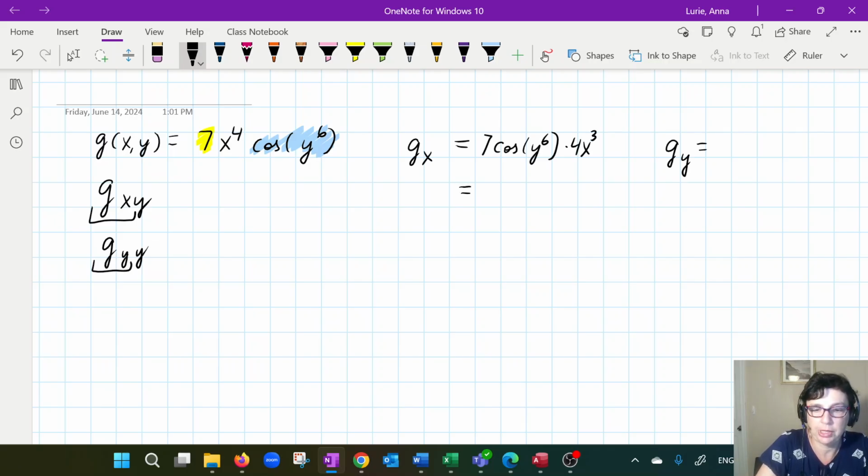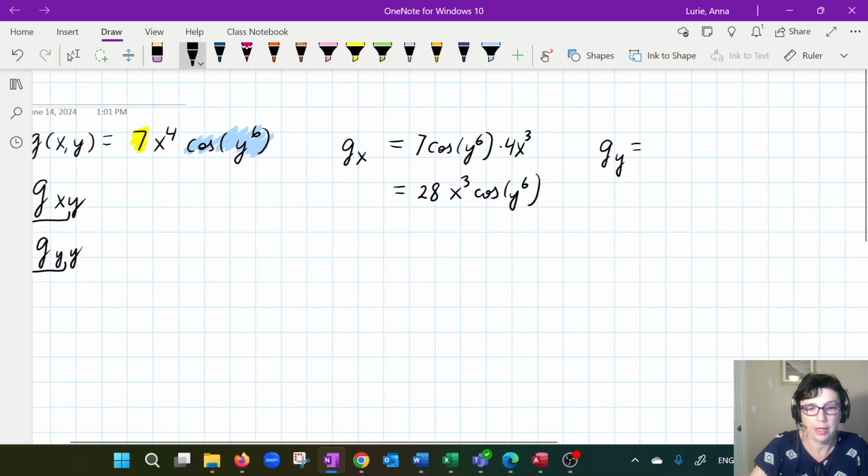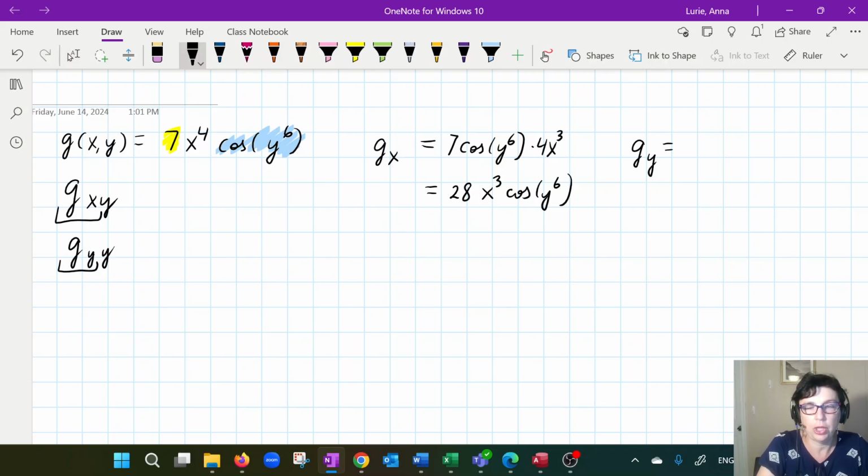All right, so let's see if we can actually combine these terms. So it'll be 28x cubed cosine y to the 6. Now let's do the derivative with respect to y. Okay, so here again, we're thinking of 7 as a constant multiple, but now we're treating x as a number, which means that x to the power 4 will also be a number, and we will keep it. Again, it's a constant multiple.